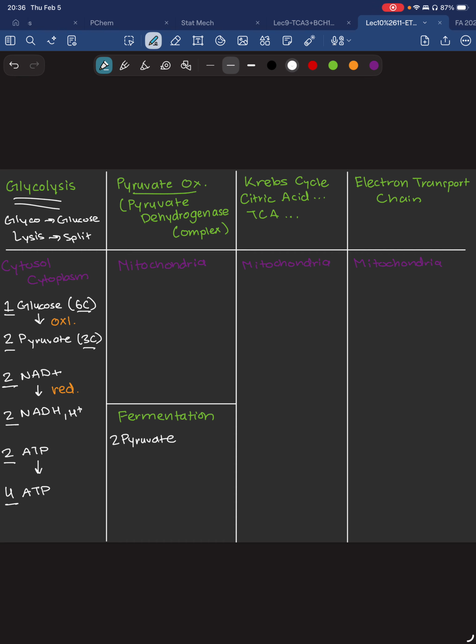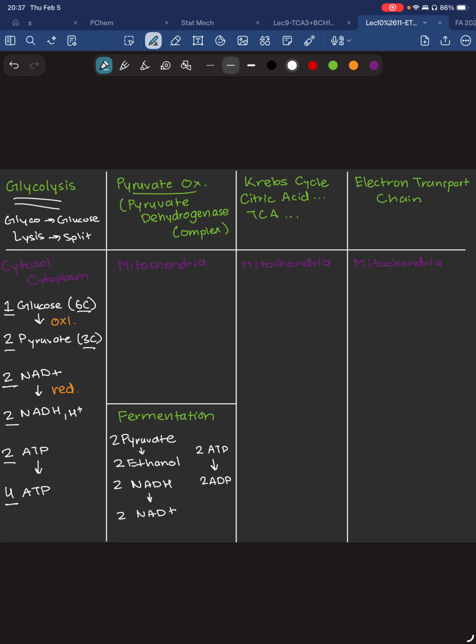What else did we output? NADH to NAD+, right? And these are going to become 2 ethanol and 2 NAD+, at a cost of 2 ATP, turning it to ADP.